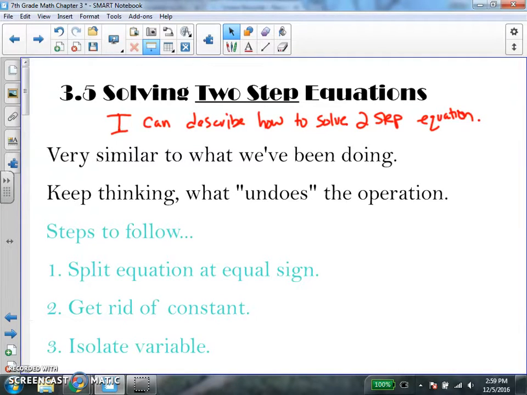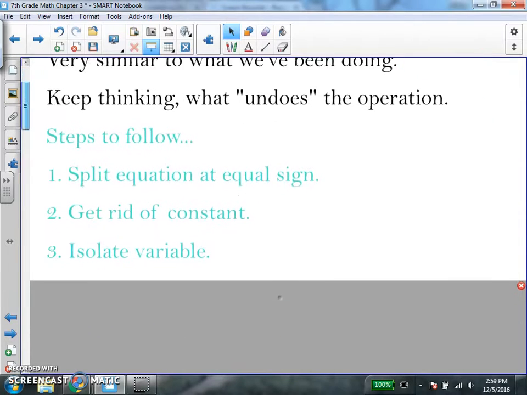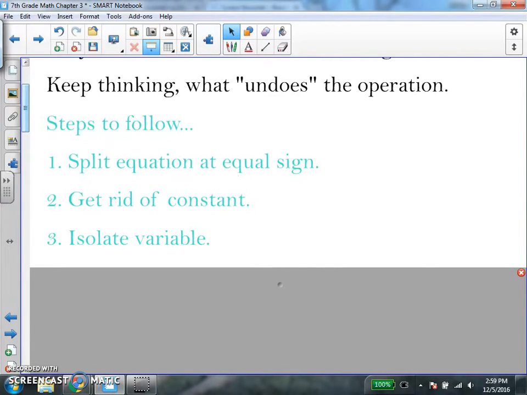The steps to follow come next, and they are listed here for you in blue. The first thing that you need to do is, just like you did last section and the section before, split it at the equal sign so that you know you have a left-hand side and a right-hand side of your equation. It's just like balancing a scale.